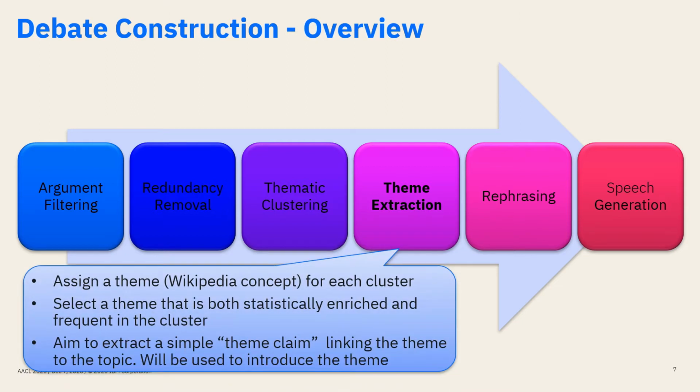The next step in the pipeline is theme extraction. For each cluster, we extract a theme, which is a Wikipedia concept. We select a theme that is both statistically enriched and frequent in the cluster. In addition, we aim to extract a theme claim. This is a simple claim that captures the relation between the theme and the debate topic. When constructing the speech, we will use this theme claim to introduce the theme, and we will see an example later.